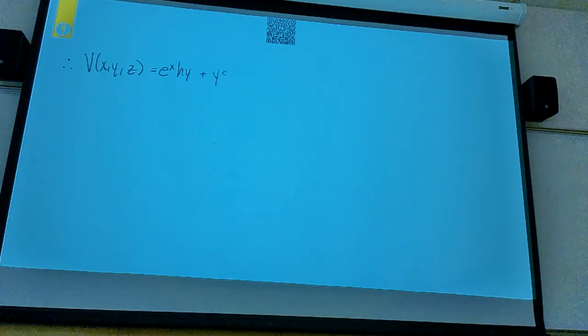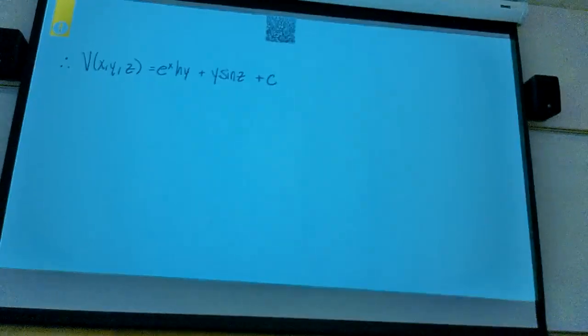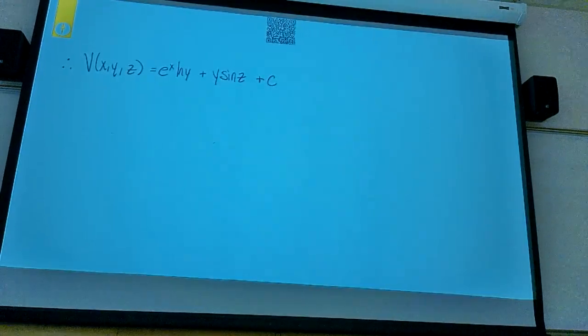Y sine. What's it? Yeah. Plus some arbitrary constant. Notice what this is saying then. There's an infinite number of potential functions. However, there's one thing they all have in common. Up to that constant, the functions are identical. Right? So potential functions are unique up to a constant.